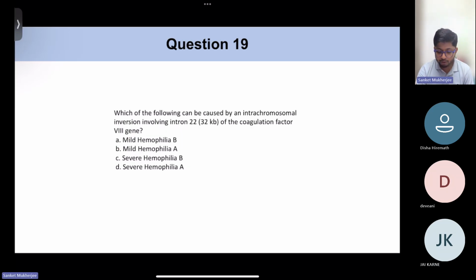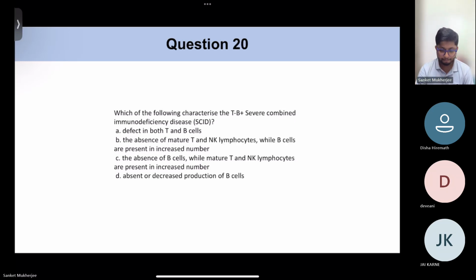Which of the following can be caused by an intrachromosomal inversion involving intron 22 of the coagulation factor 8 gene? Is it mild hemophilia B, mild hemophilia A, severe hemophilia B, or severe hemophilia A? It would be severe hemophilia A.